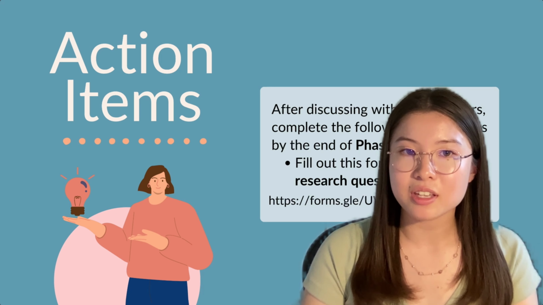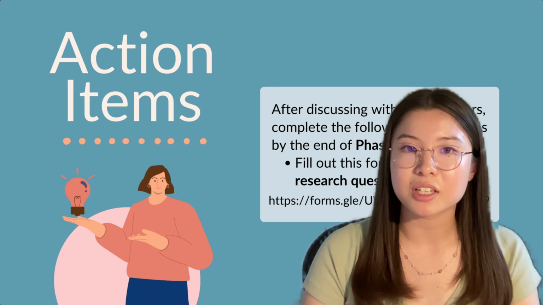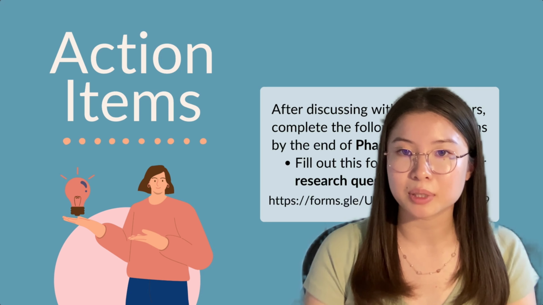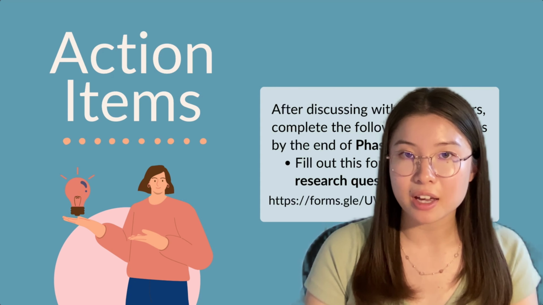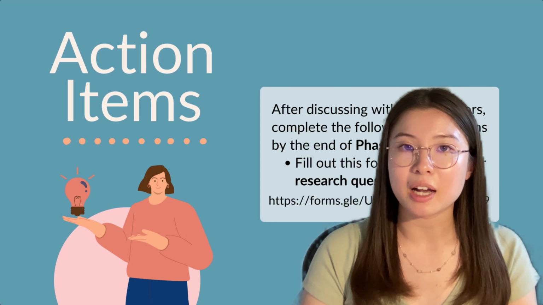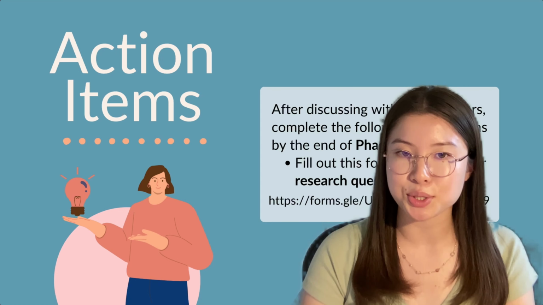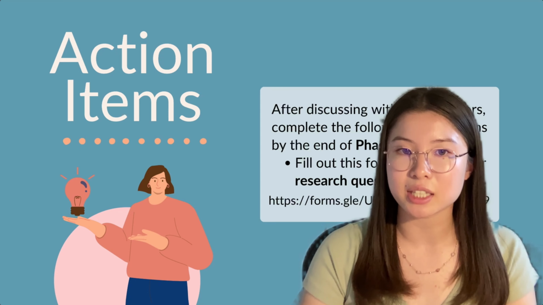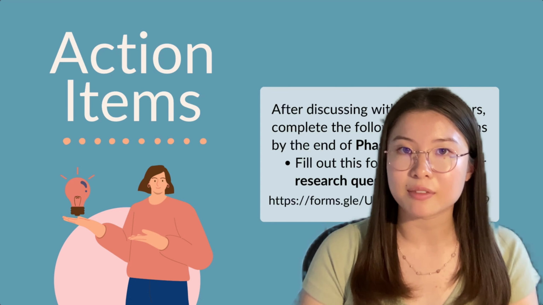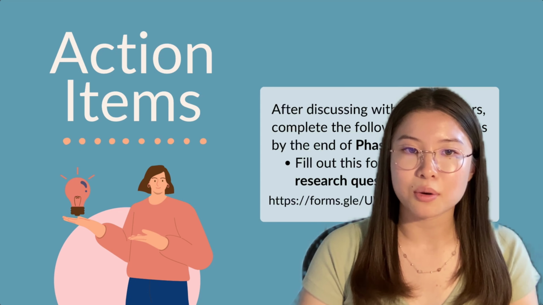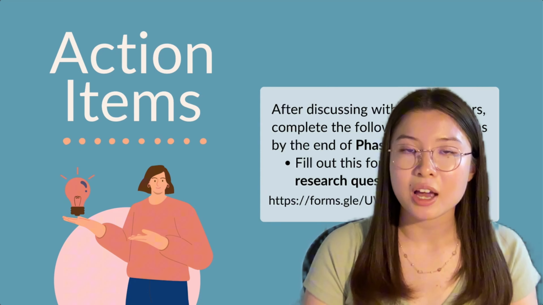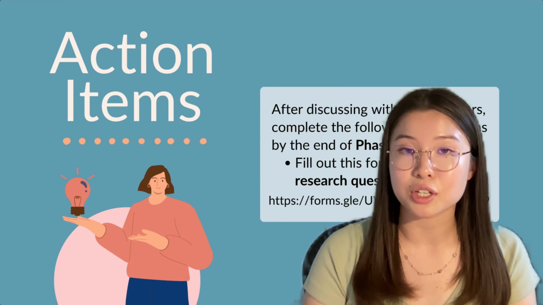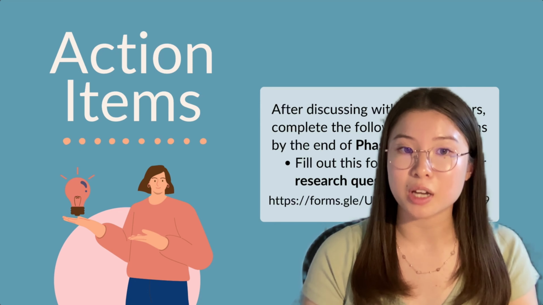So here are the action items. After discussing your ideas with your mentors, complete the following action items by the end of phase 1, which is marked by the completion of session 2. So submit your research question via the form that is provided on this slide, and the slides will also be made available on the website. So submit your research question either individually for the history cohort or as a group for the other cohorts.